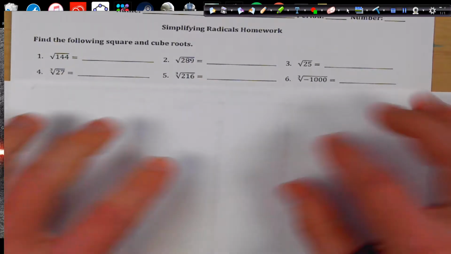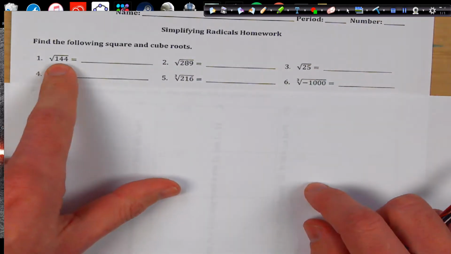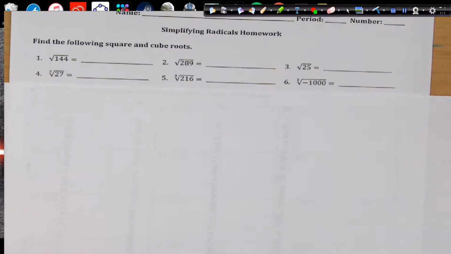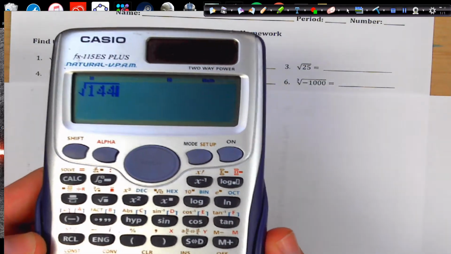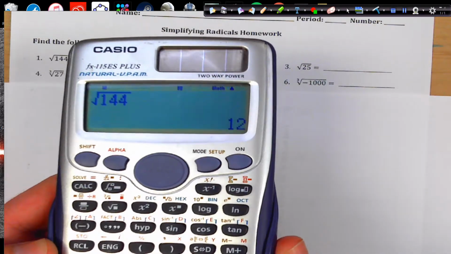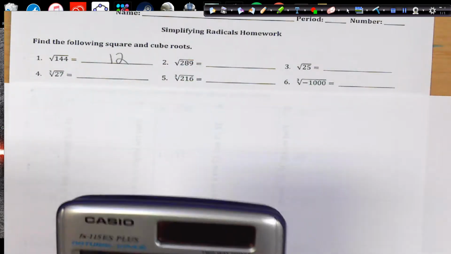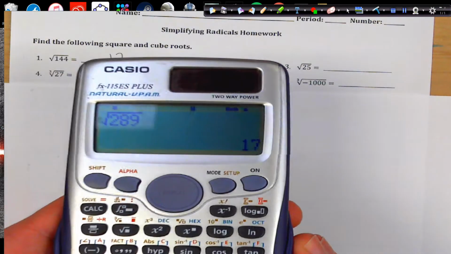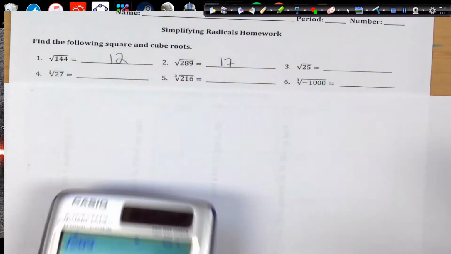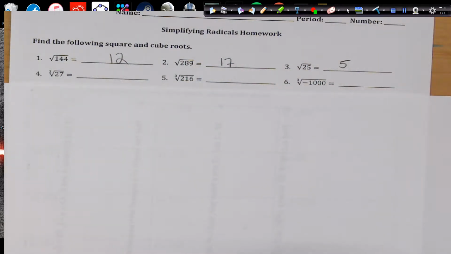We're starting out with square and cube roots. And this right here, 144, is actually a perfect square. So sometimes the first thing we should do is just try and plug it into our calculator to see if it is a perfect square. And 12 is a perfect square, and we get our answer right there. 289 is a perfect square of 17, which just means 17 times 17 is 289. And this is 5. And the calculators in my class will also do what's called cube roots.